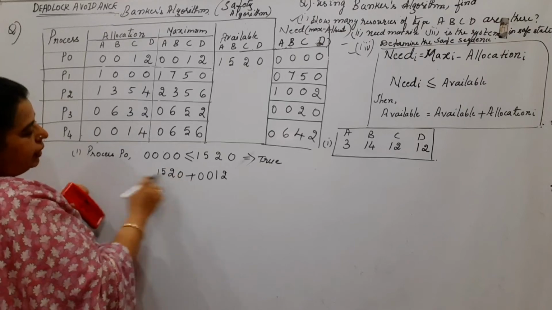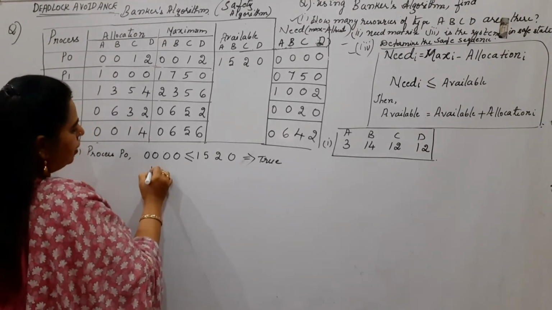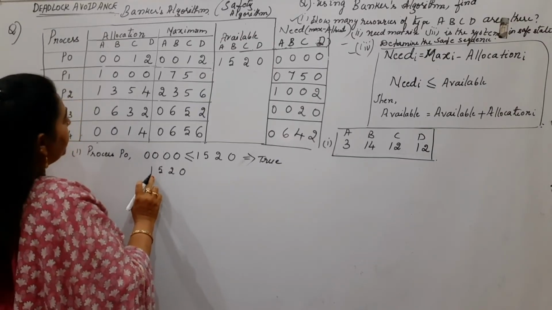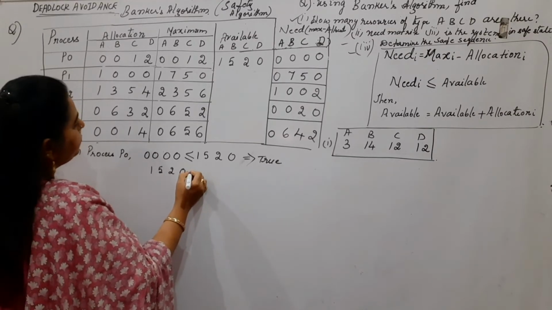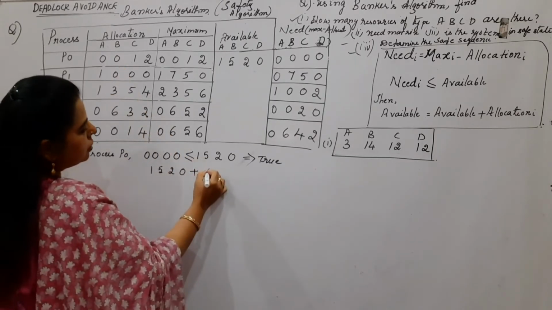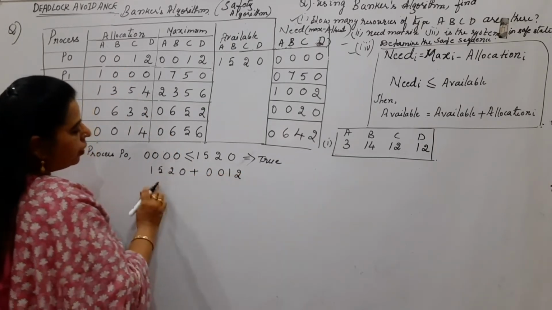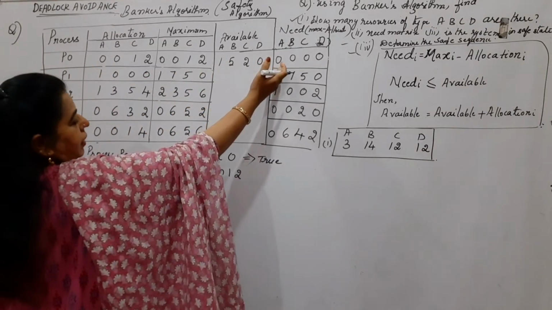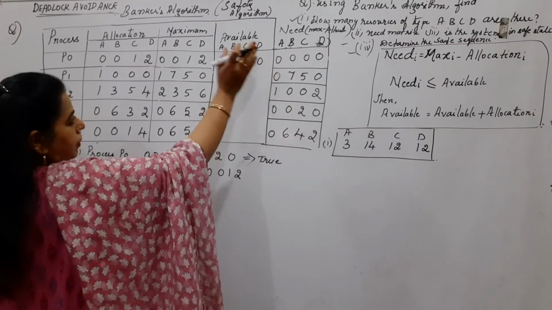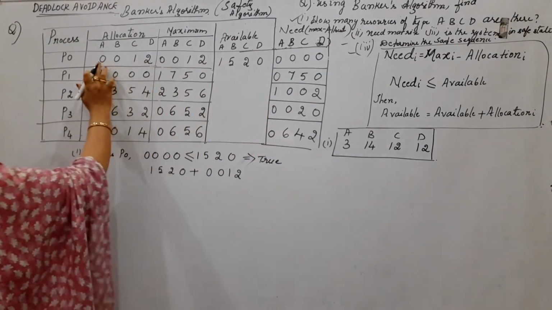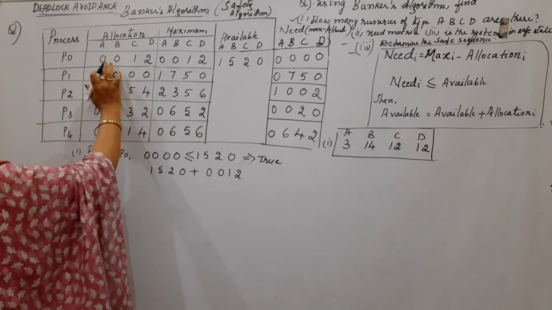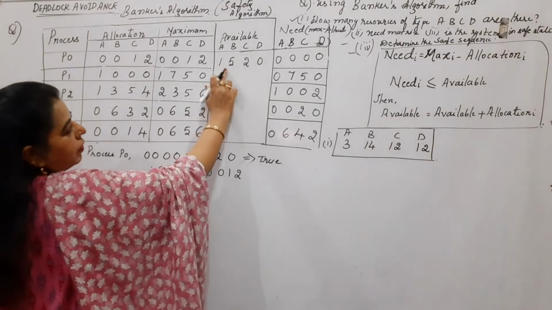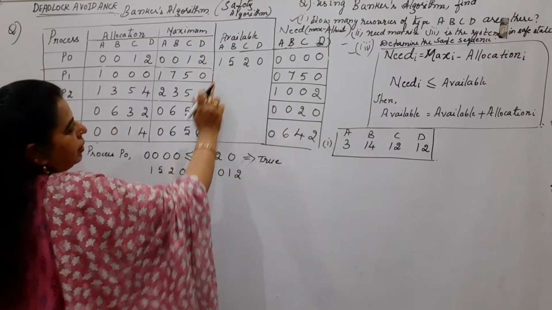Normally, don't write like this. Give space between numbers, because we are not writing this as one number. It belongs to different instances, different resources. 1 5 2 0 plus 0 0 1 2. Now why we are adding here is, once P0 makes use of whatever is given here, in this case need is 0, it will return whatever was allocated initially to P0. 0 0 1 2 will be returned, and it will be added with the available instances.